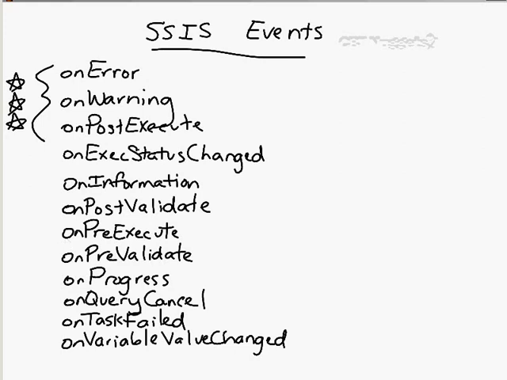OnProgress is when a measurable progress has occurred, and then OnQueryCancel is if some kind of task has been canceled. If a task fails, it throws an OnTaskFailed event. And then OnVariableValueChanged is going to be thrown whenever some kind of variable has changed. So a lot of these are pretty self-explanatory, just looking at the names of the events. And what's also important to understand is that when you're handling these different events, there are different attributes associated with each of these. For example, some of these have a description associated with them, some of them do not. We're going to do a simple example here.